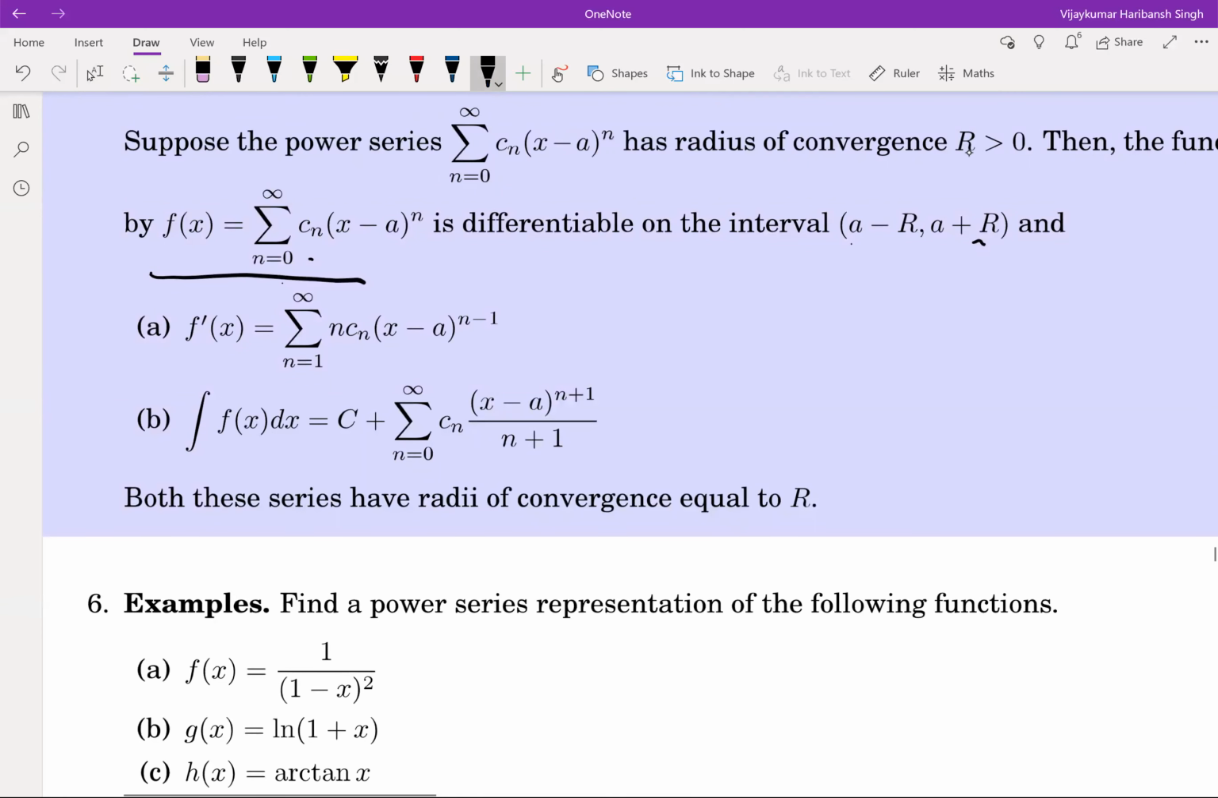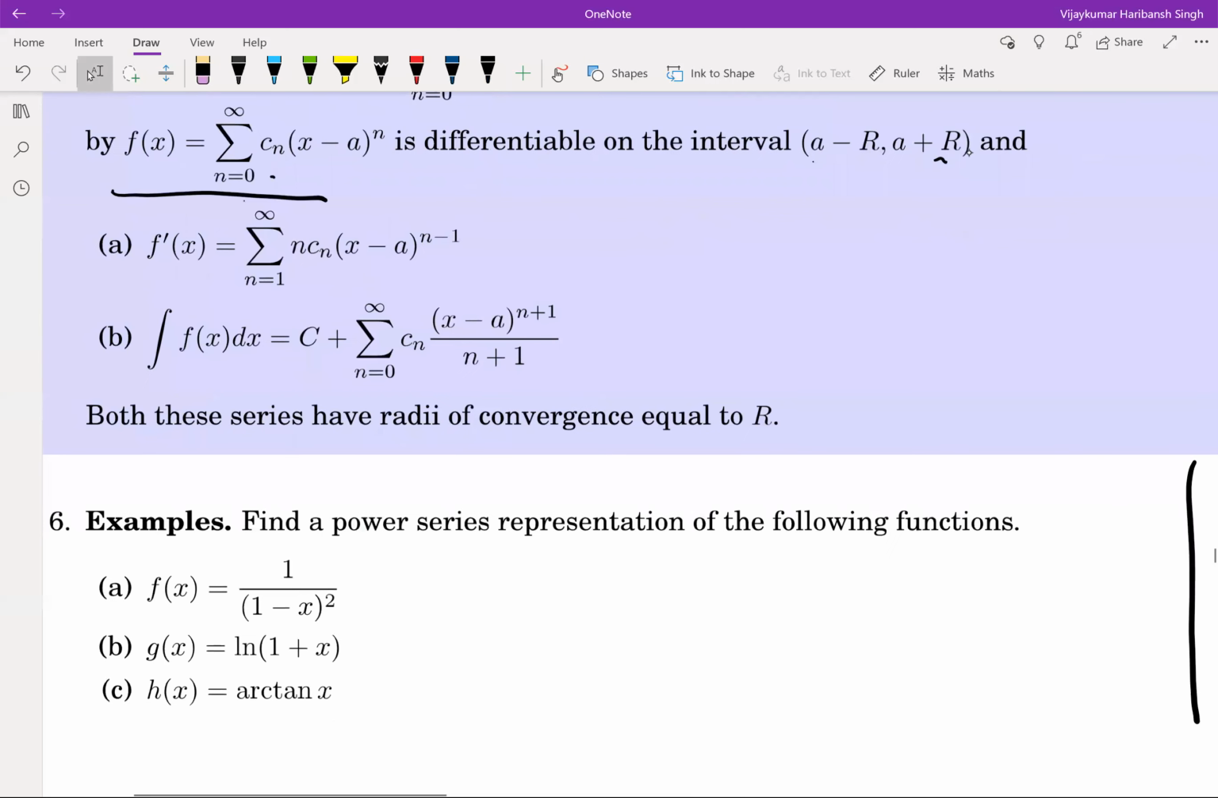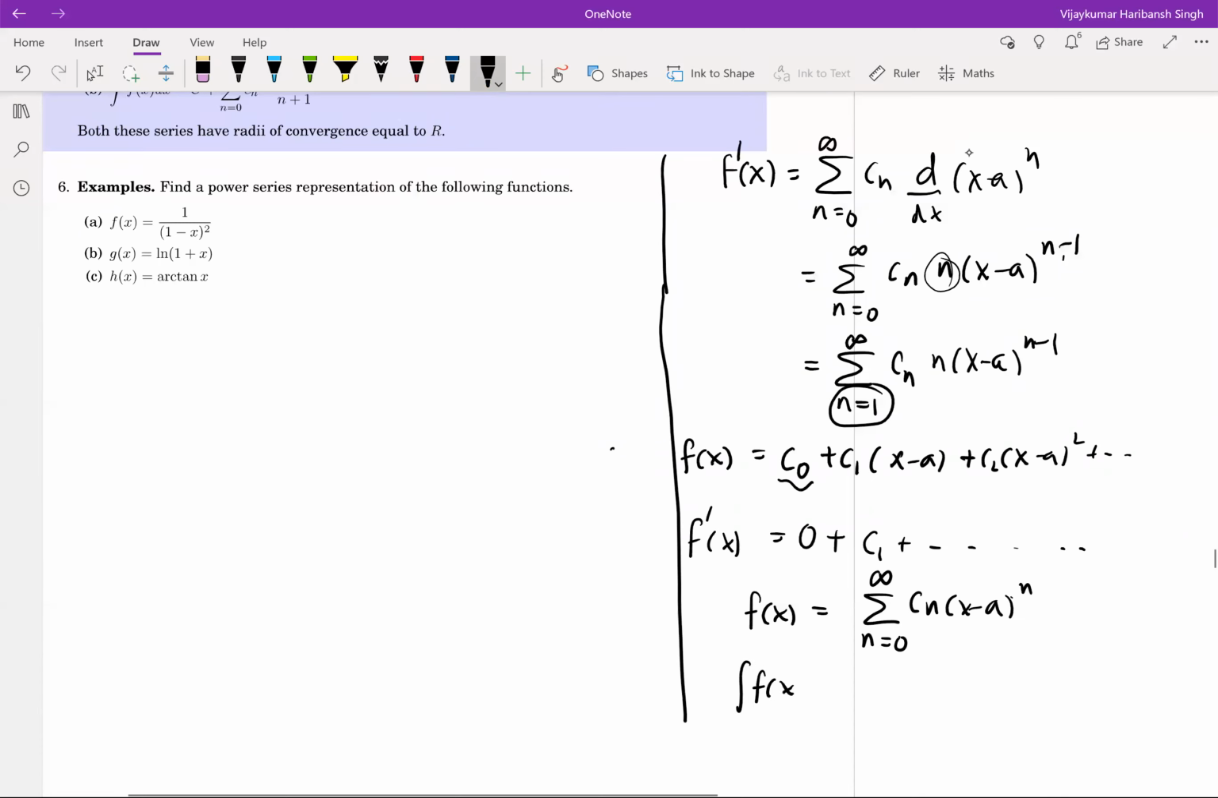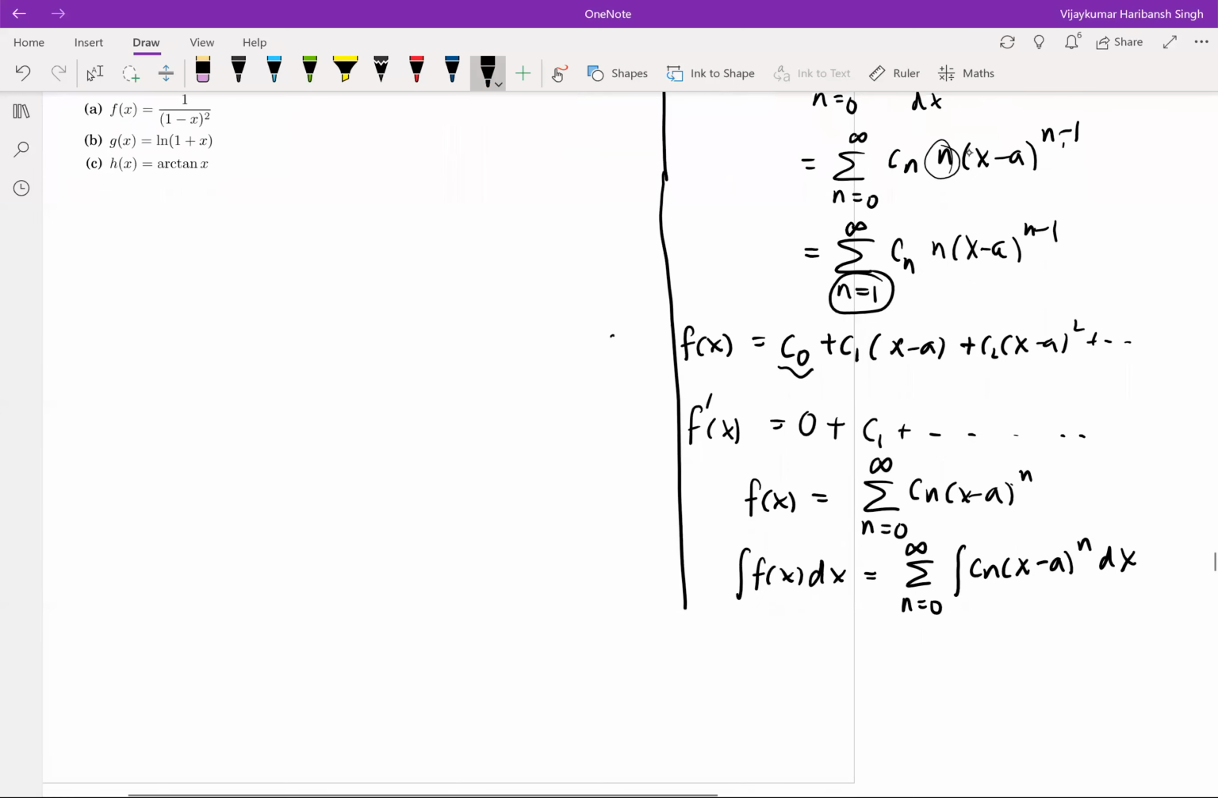All right. Now, a similar thing can be done for integration as well. Let me write down the integration here. Your f of x is, again, the summation n equals 0 to infinity of c_n (x minus a) to the power n. So the integral of f of x dx is going to be the summation, integrating on both sides and moving the integral inside the summation. This can be done when your x is within the interval of convergence.